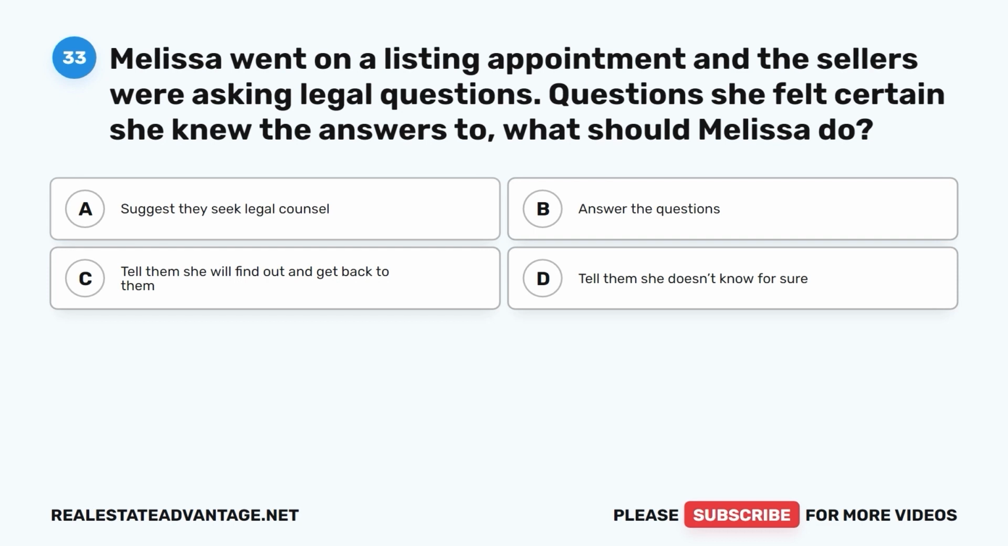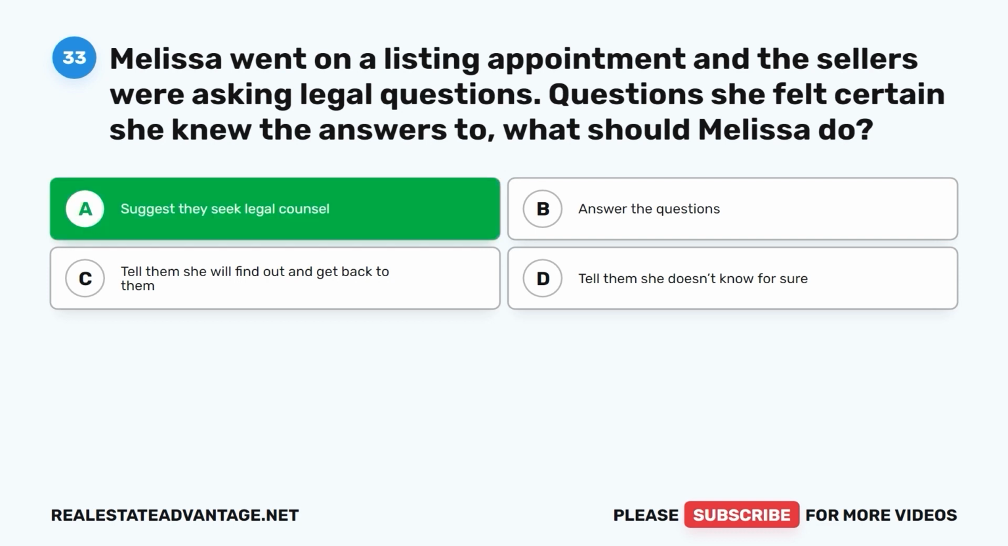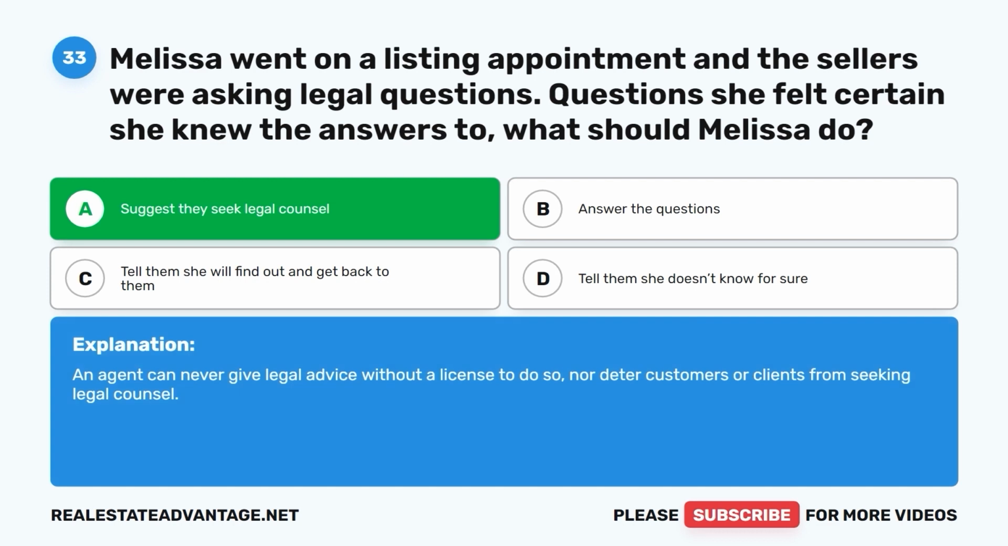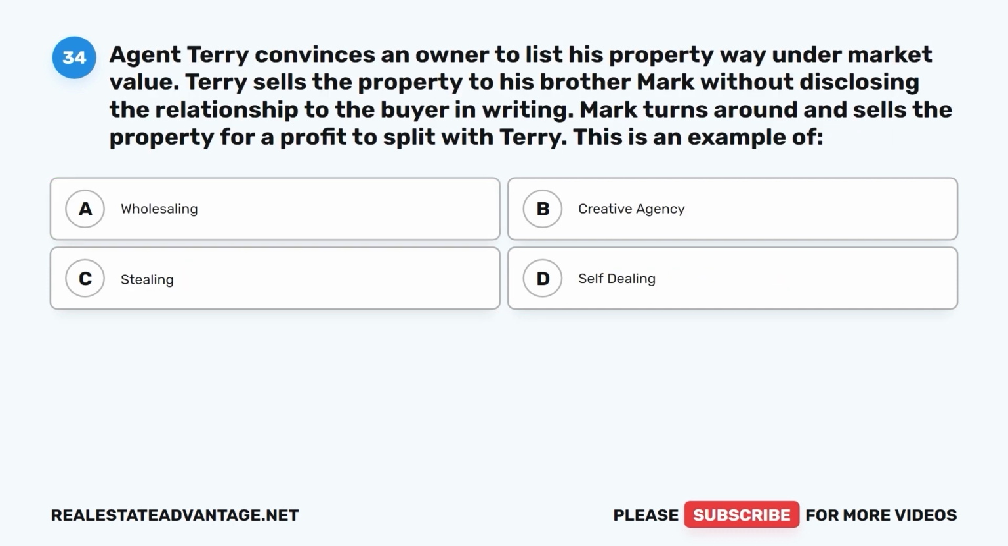B. Answer the questions. C. Tell them she will find out and get back to them. D. Tell them she doesn't know for sure. The correct answer is A. Suggest they seek legal counsel. An agent can never give legal advice without a license to do so, nor deter customers or clients from seeking legal counsel. Question 34. Agent Terry convinces an owner to list his property way under market value.